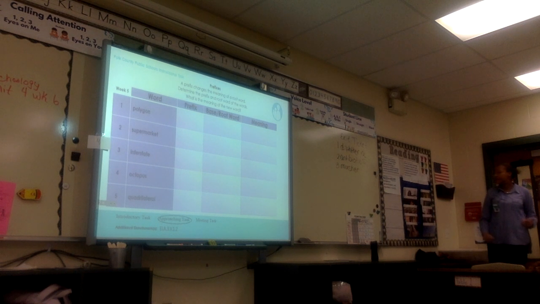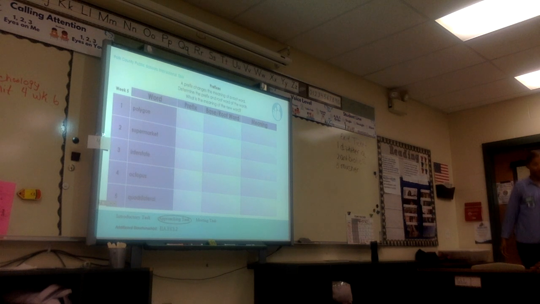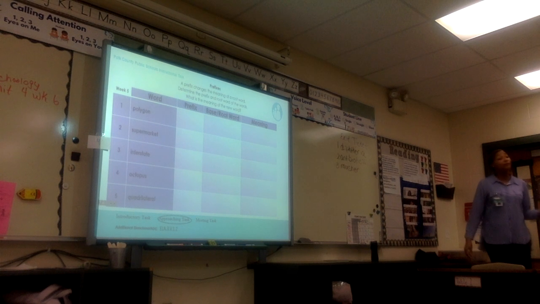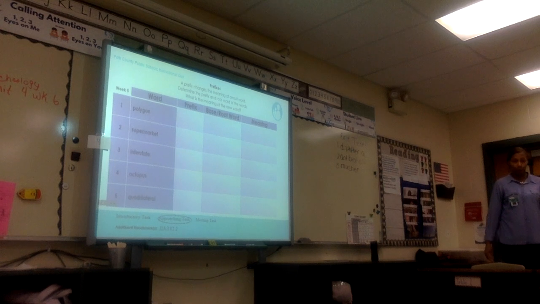Identify and apply knowledge of common Greek and Latin roots, base words, and affixes to determine the meaning of unfamiliar words in grade level context. That's what we're going to do.